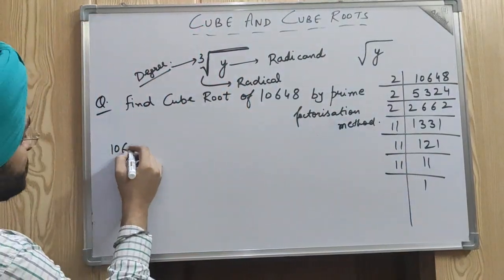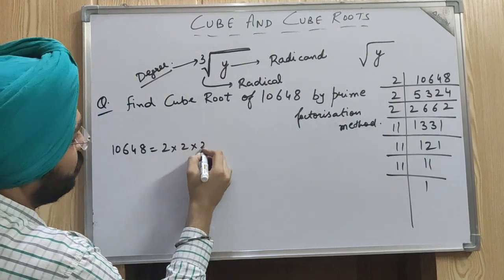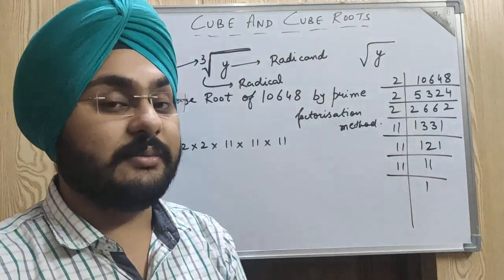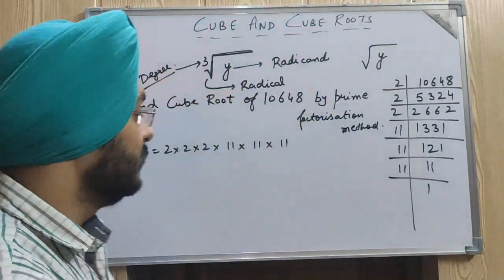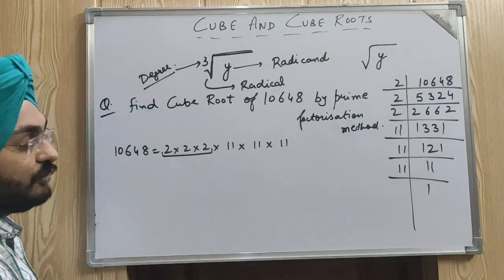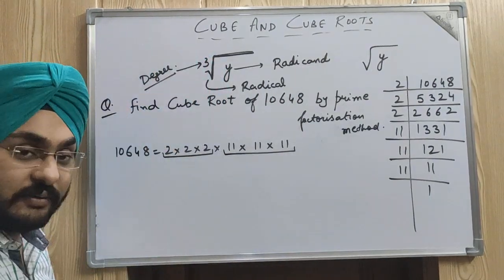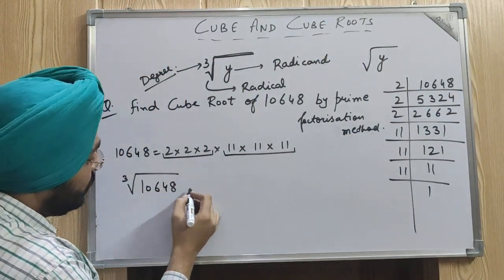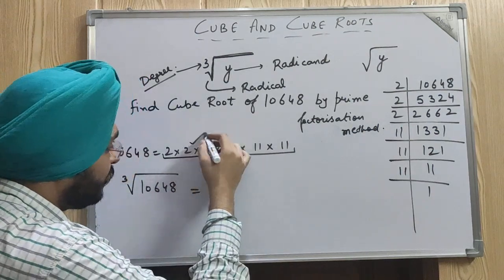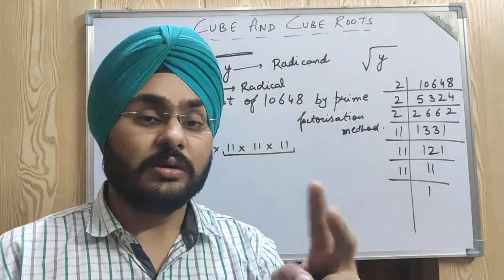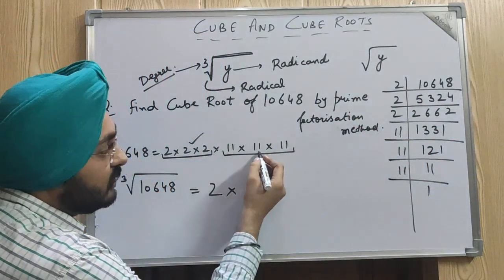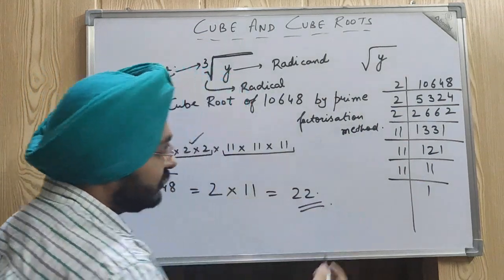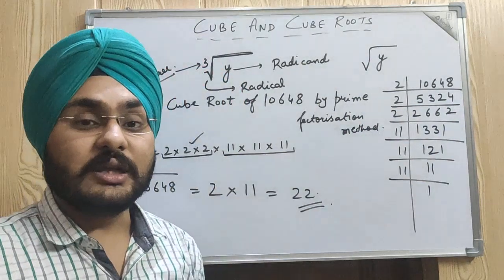Can I write 10648 in this way? 2 into 2 into 2 into 11 into 11 into 11. The concept will again be the same: you have to make triplets. You are seeing a triplet of 2 will be formed and a triplet of 11 will be formed here. So if I have to find the cube root of 10648, you will be writing directly: whose triplet is this? 2. Just write the 2 here. Whose triplet is this? 11. Just write 11. So 2 into 11 will be 22. This will be your answer here. I hope this will be clear.